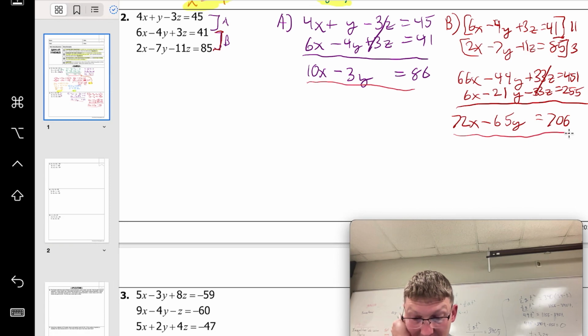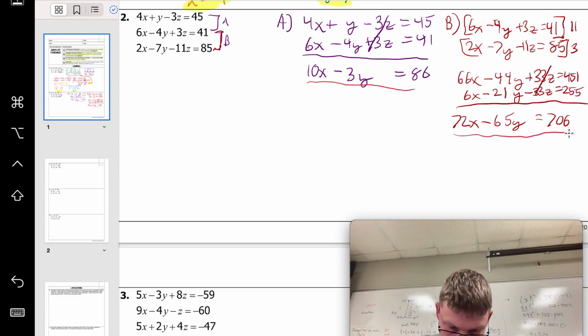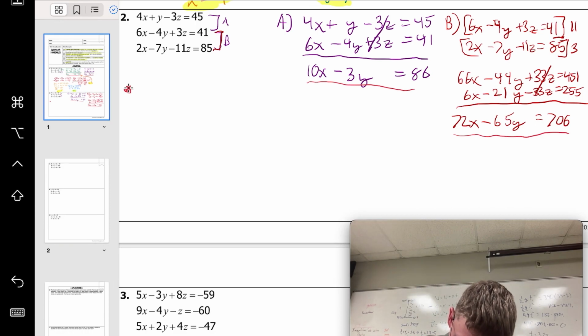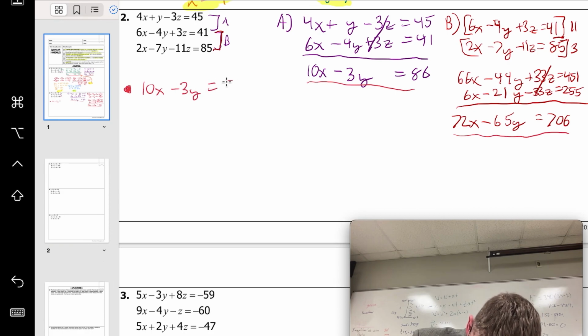Again, there's nothing really easy that jumps out at me, so we'll just run with x's, because why not? So here we are with our next equation. We've got a 10 and a 72, so I'm just going to rewrite our equations. 10x minus 3y equals 86. Then we've got 72x minus 65y equals 706.